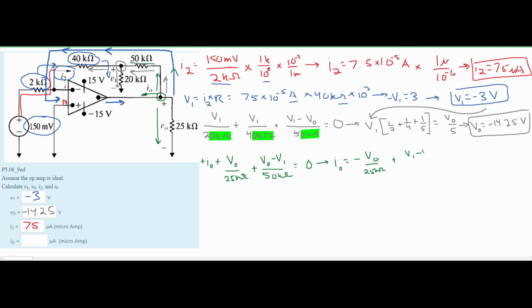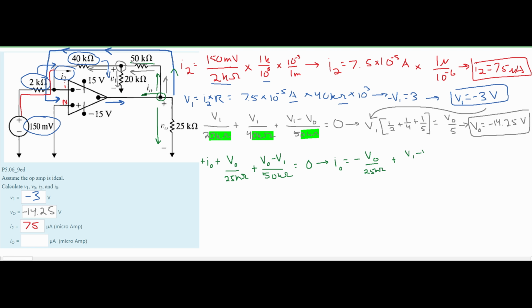Now we can plug some things in. We know what our v-naught is going to be. It's this negative 14.25, and we know what our v1 is. It's this negative 3 volts. And we know that for a K, it's equal to 1,000. So we should keep that in mind when we plug this in here. If we do that, we are going to get 0.000795. I'm going to rewrite this as 795 times 10 to the negative 6.